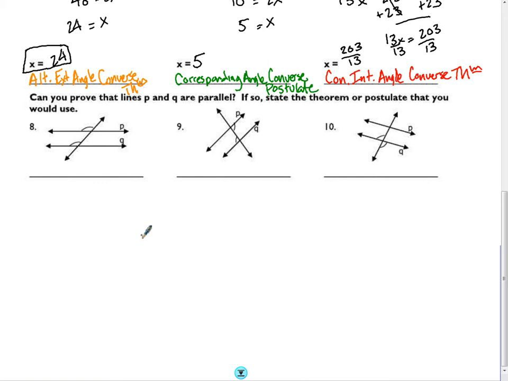So the first thing we need to remember in these types of problems is these arcs tell me that this angle is given and it's congruent to this angle.